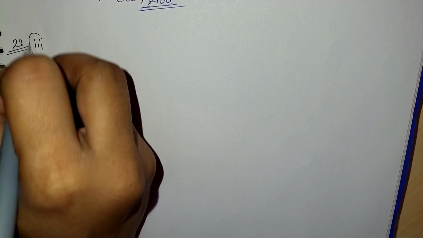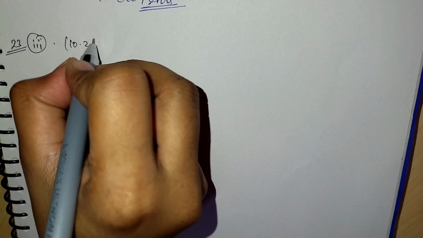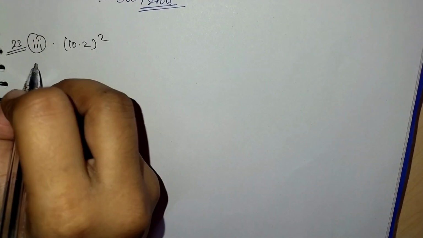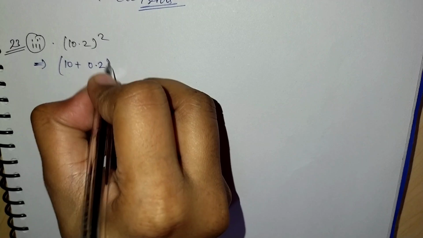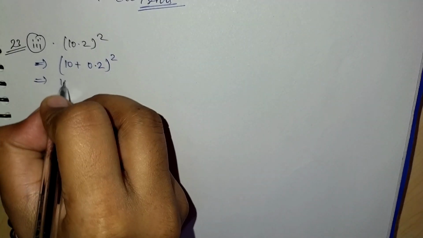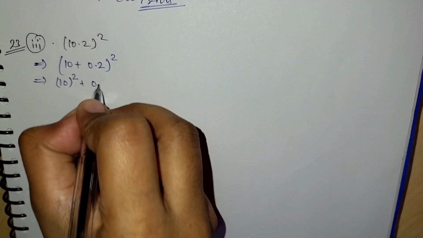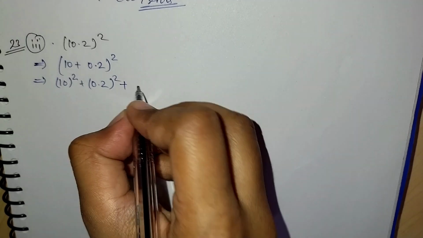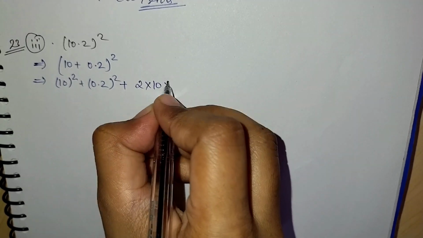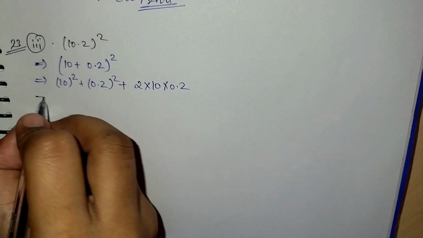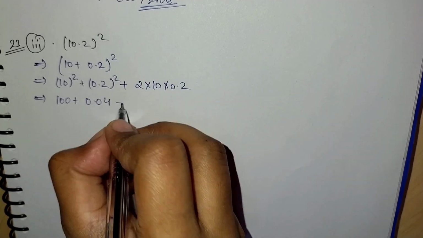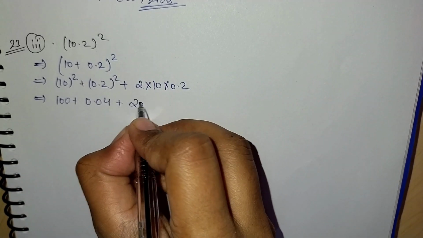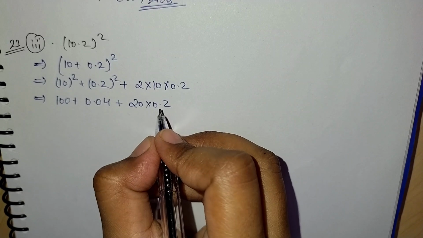Let us solve the third part, which is 10.2 whole square. On solving this, we will get (10 plus 0.2) whole square equal to 10 square plus 0.2 square plus 2 into 10 into 0.2, equal to 100 plus 0.04 plus 20 into 0.2.